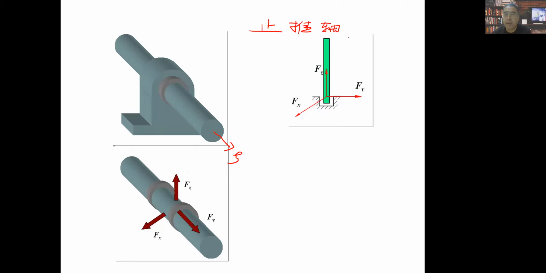So it's more like, because of this existence, it will prevent this direction of movement. And this Fx and Fy are the same as with all kinds of bearings. But this thrust bearing will also have this. It will prevent this possible movement along this direction.